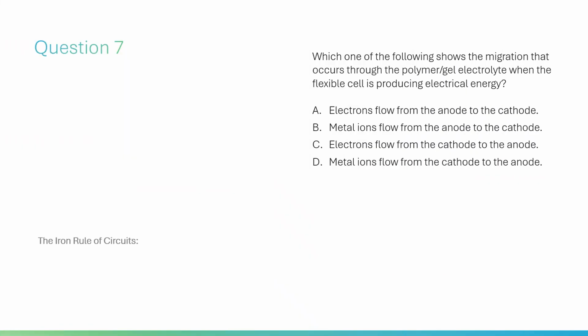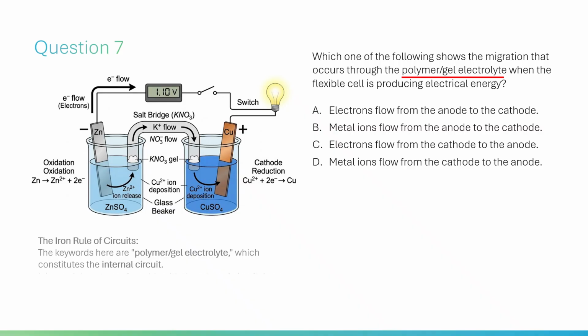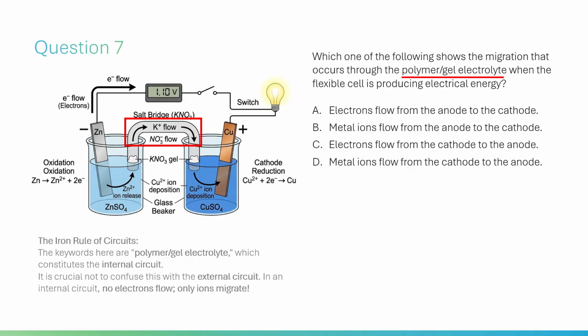The iron rule of circuits. The keywords here are polymer or gel electrolyte, which constitutes the internal circuit. It is crucial not to confuse this with the external circuit. In an internal circuit, no electrons flow, only ions migrate. This iron rule is suitable for any battery, regardless of the type.